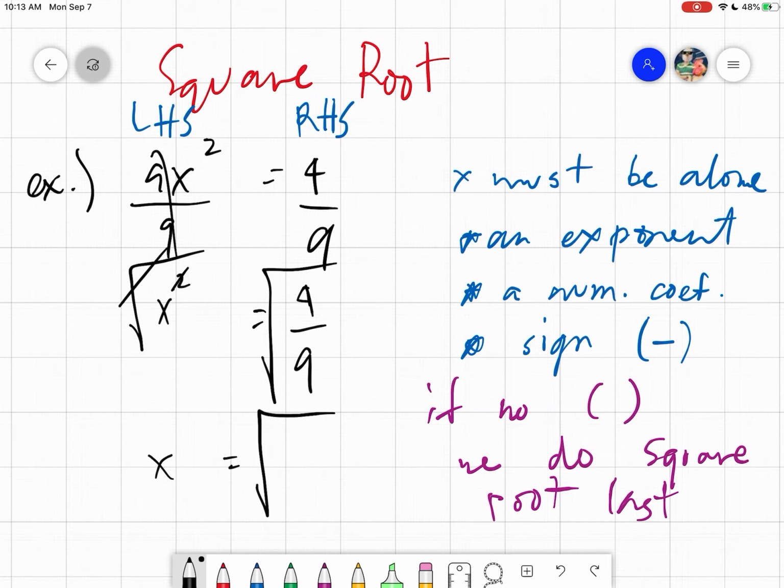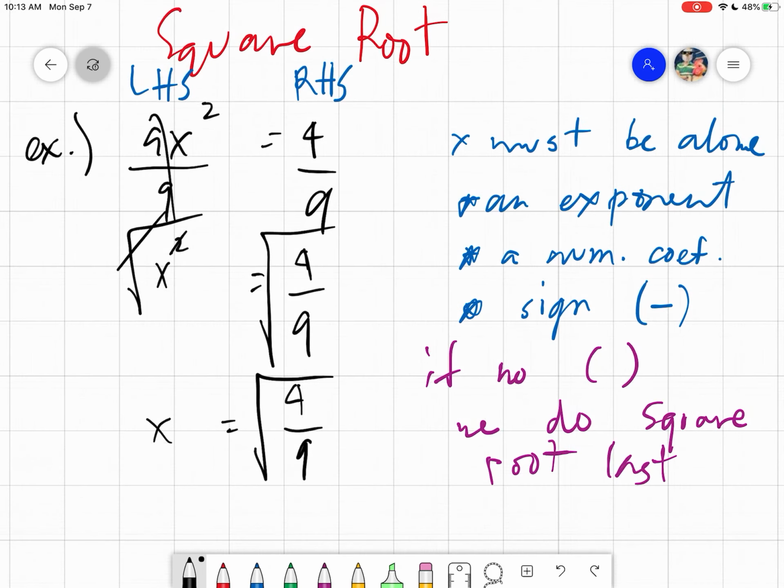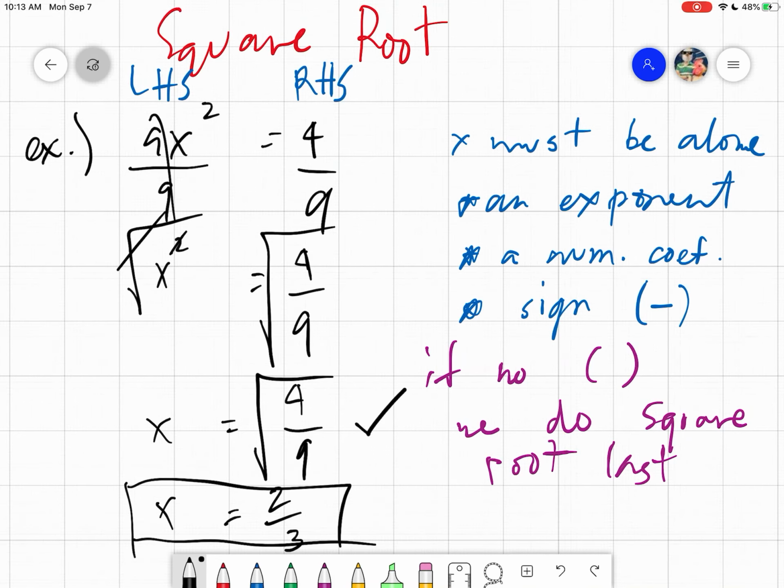On the right side, we have to evaluate. Since we are asked for the square root of 4 over 9, you just have to check the square root of 4 and the square root of 9. That is simply 2 over 3, and this is your final answer. In your case, you have to always box your final answer when you are asked to solve for something, because we don't want any confusion about which one is your answer and which is the one I need.